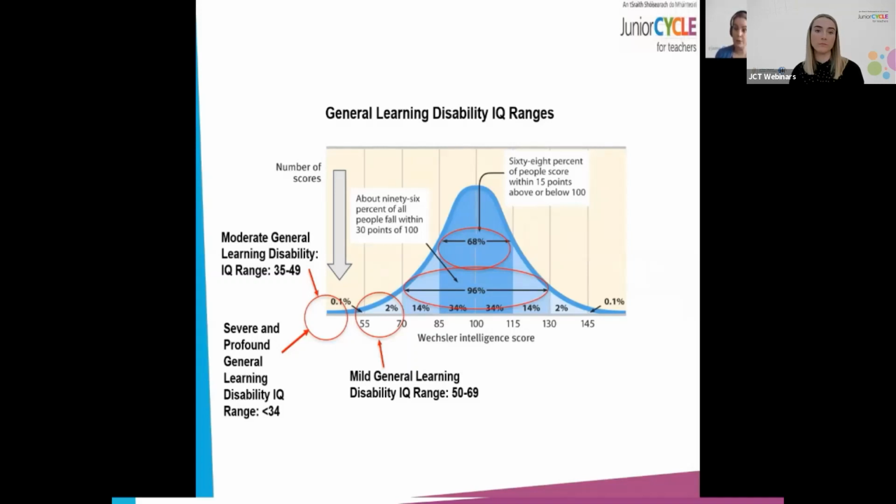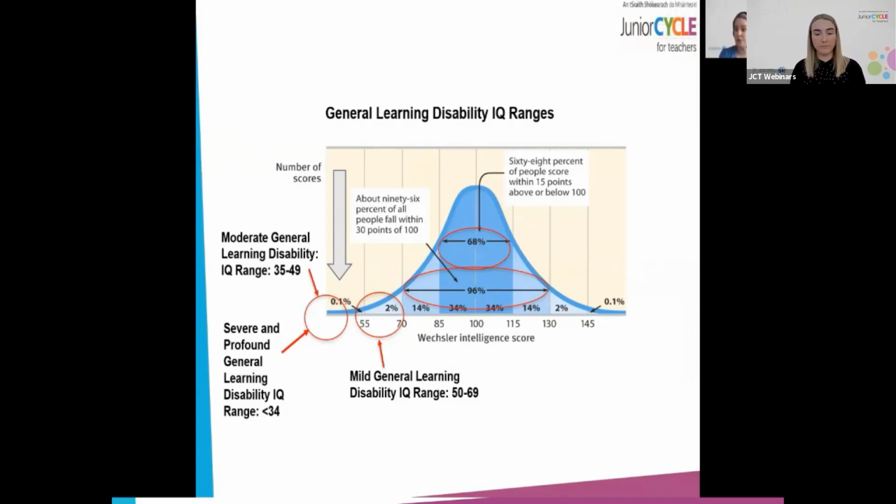The low average range then is on the left-hand side, that 14%, that's between 70 and 85. And then the high average IQ is between 115 and 130. So if you look at that big circle in the middle with the 96%, 96% of the population will have an IQ range between 70 and 130. So the vast majority, if you pick 100 people or 100 children of any particular age, 96% of them will have an IQ between 130 and 70.